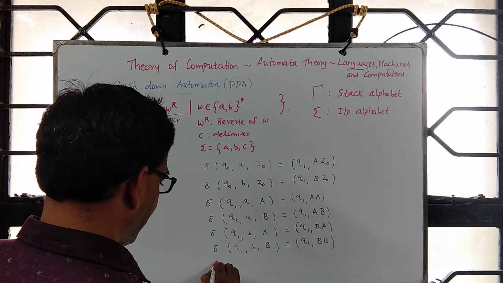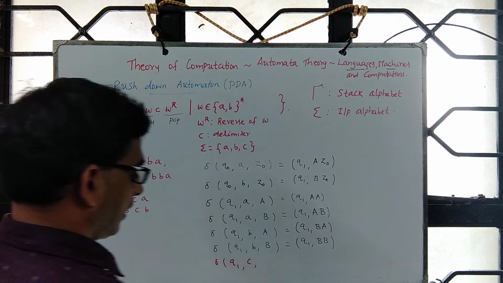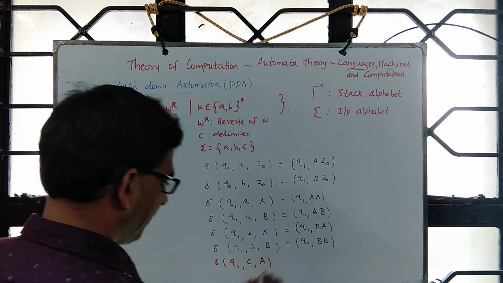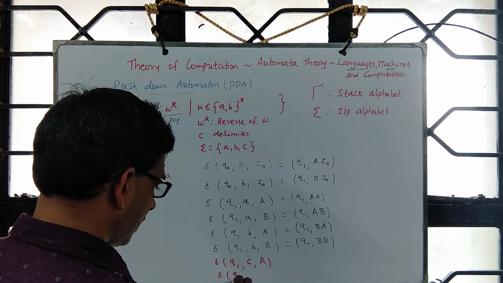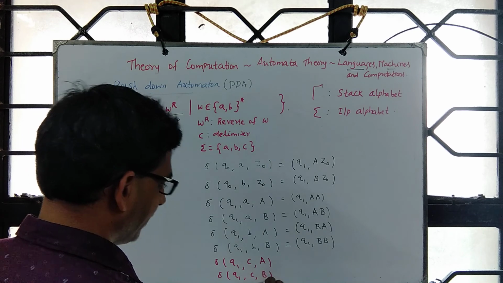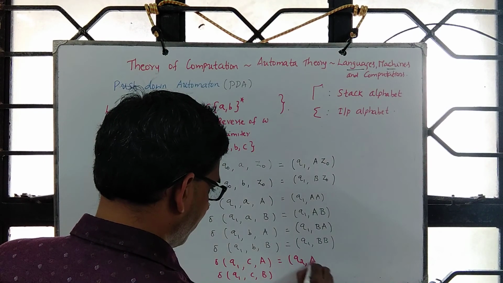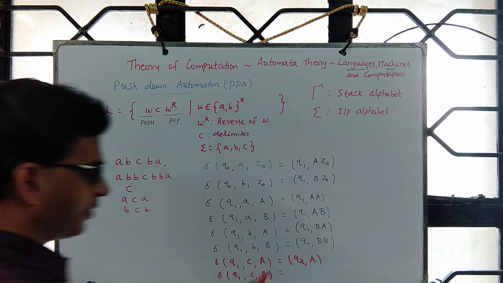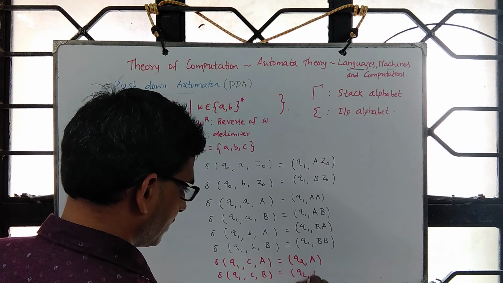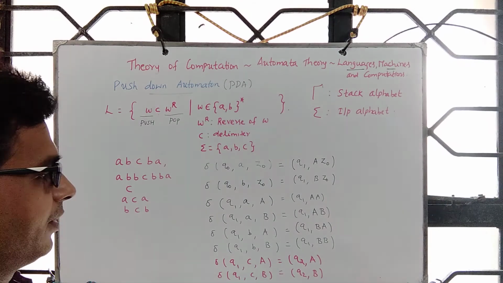So now delta of Q1 comma C. When you look at Q1 comma C, the top symbol could be capital A, or Q1 comma C and the top symbol could be B. So for this we go to Q2, we do not change the stack, neither pop nor push, we simply skip this symbol. So we go to Q2 and stack is unchanged. Fine.